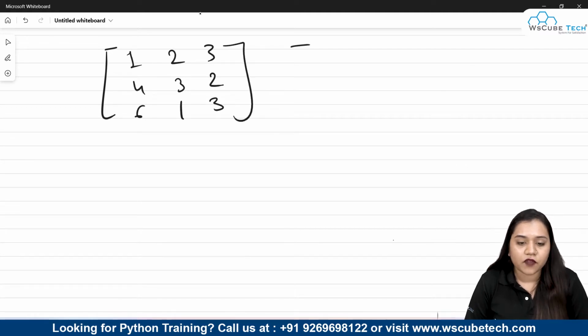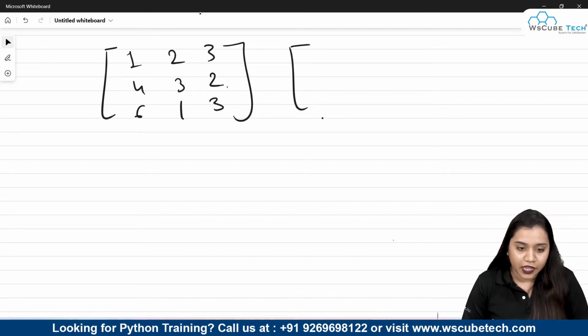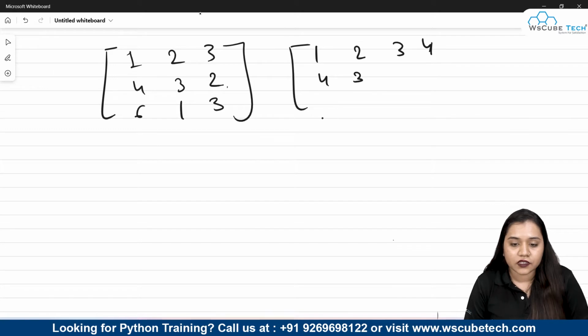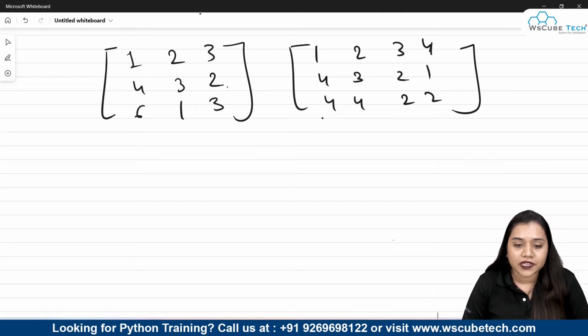Okay. This is my one matrix, and another matrix should have what? 3 rows, but if you want you can have 4 columns over here. So I can write 1, 2, 3, 4, 4, 3, 2, 1 and 4, 4, 2, 2. Okay, this is my another matrix. Now how would the multiplication happen?